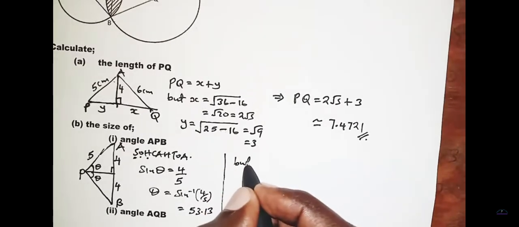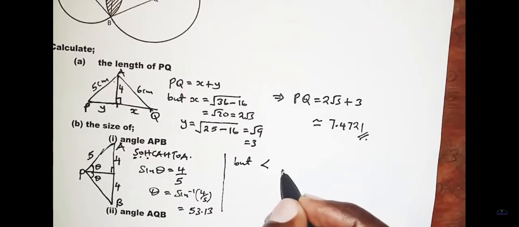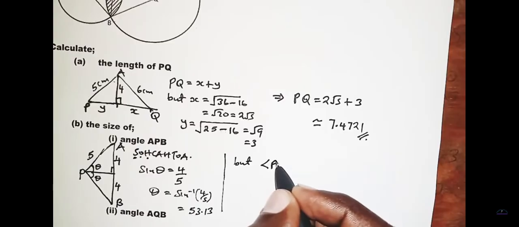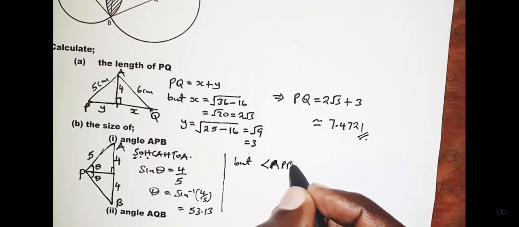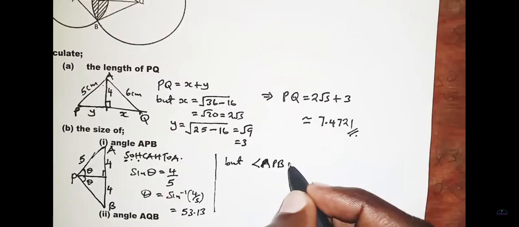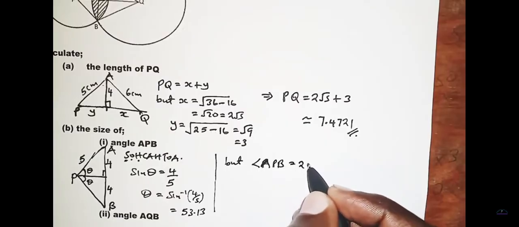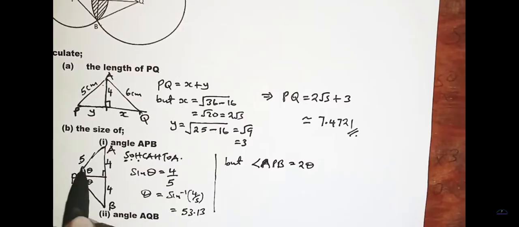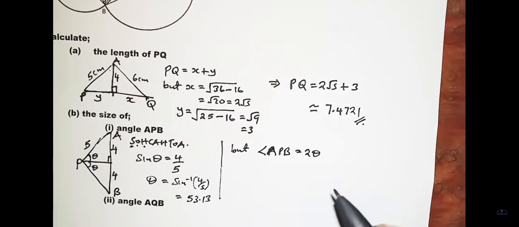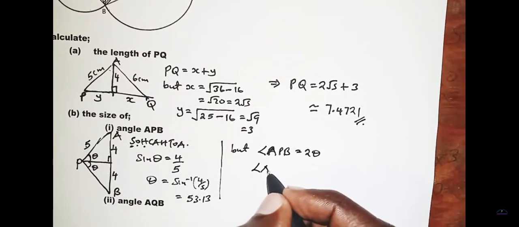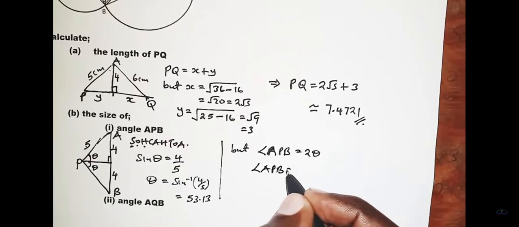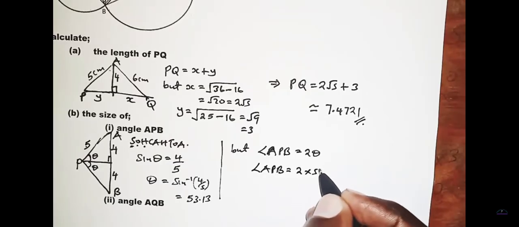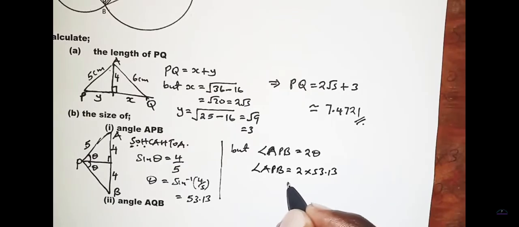But the question requires us to get angle APB, and angle APB is twice angle theta. So the whole of APB is twice angle theta. That means APB should be 2 times 53.13, and that is 106.26 degrees.